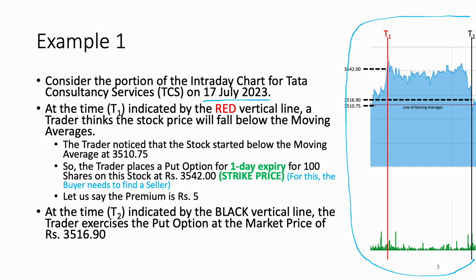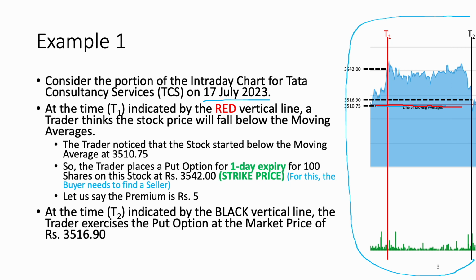So here what you see is that the stock has been moving throughout the day. This is the moving averages line. The buyer sees that the stock was below the moving averages line at about 3510.75, and then it started rising. So he has a speculation that it will fall below the moving averages line once again.